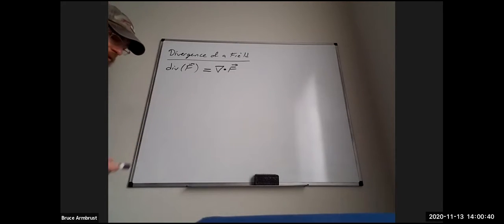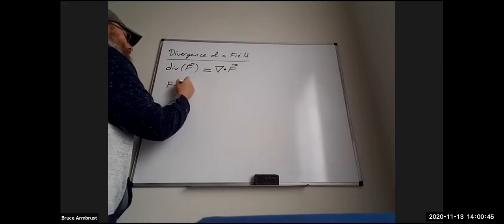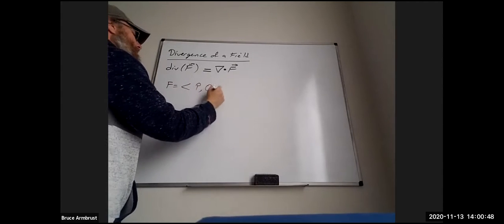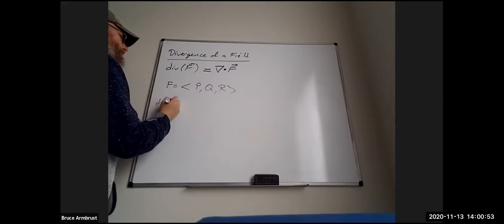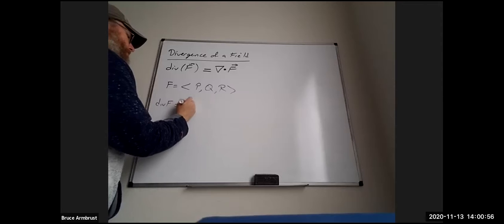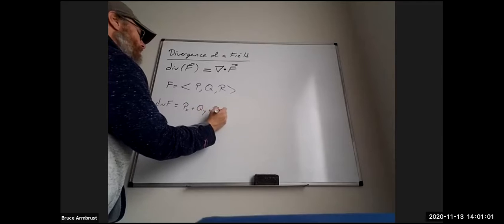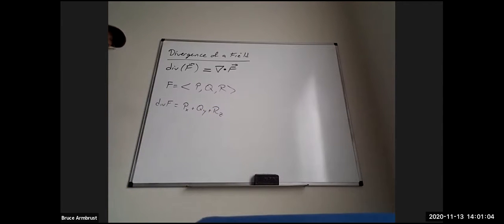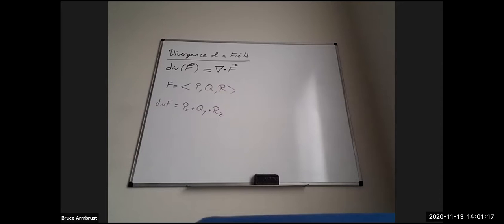All right, so here's how you do it. It's actually a really easy calculation. If f is equal to, and I'll use the same notation again, PQR, then the divergence of f is equal to Px plus Qy plus Rz. So you just take the three partials in order, first one with respect to x, then y, then z, and you add them up.